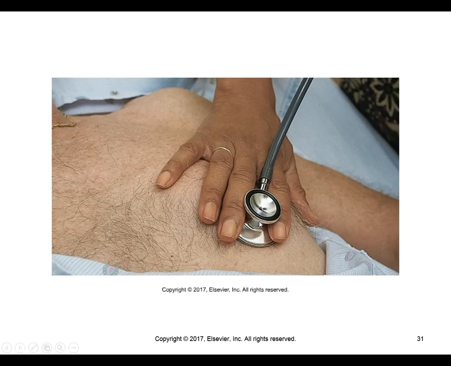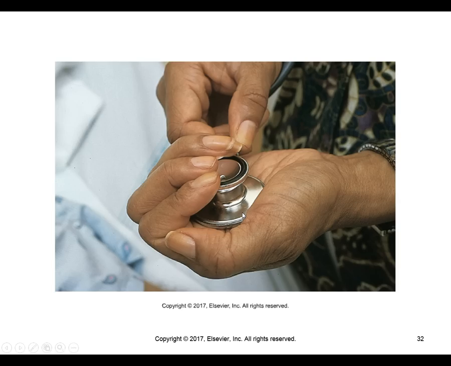And this is how you would hold the stethoscope against the chest to listen to an apical pulse. You want to make sure that you warm the stethoscope before you apply it to the chest because that can be quite chilling for the patient. So try as much as you can to warm it up.